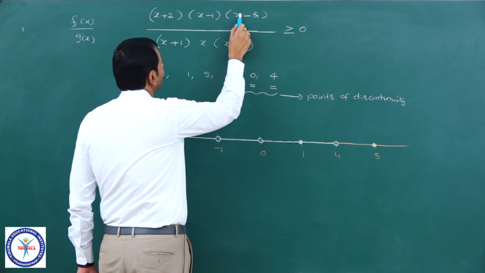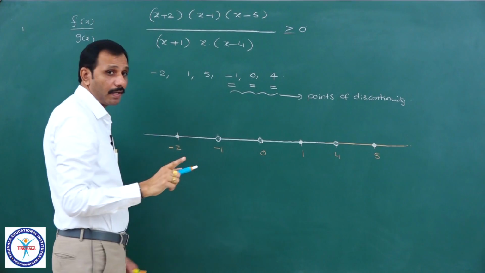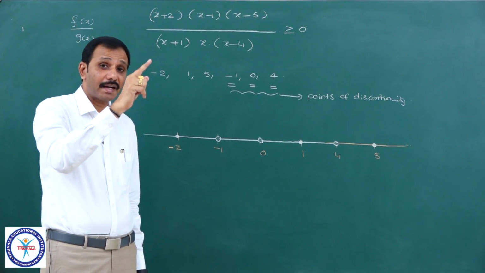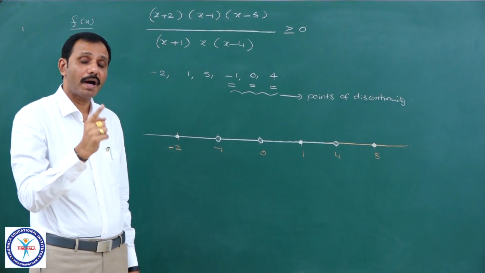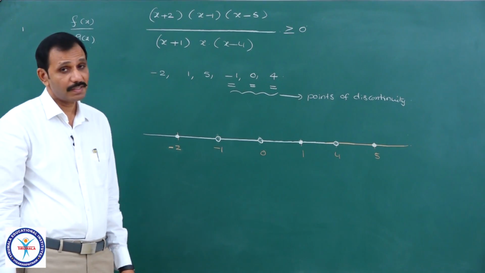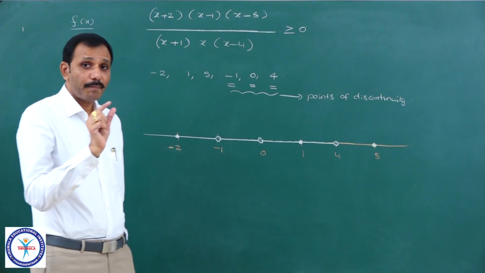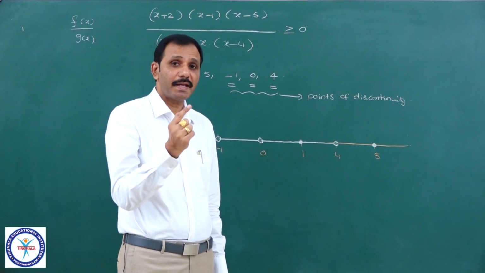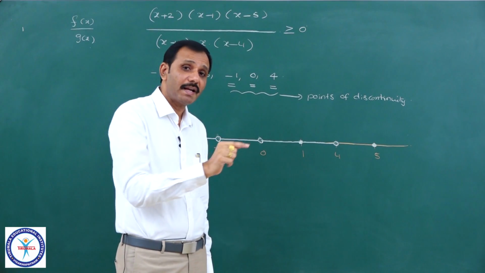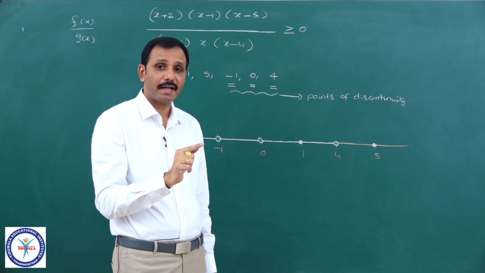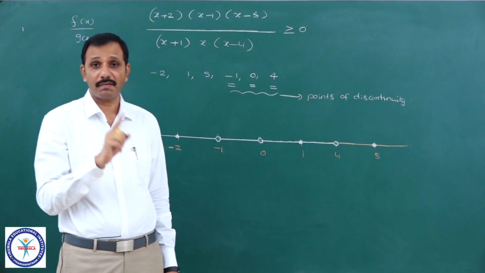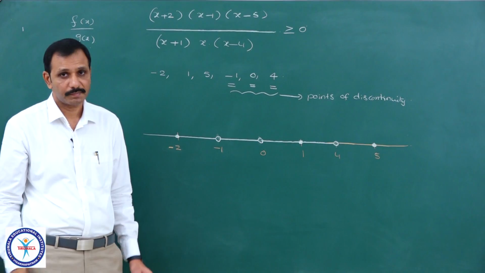Powers of all these factors are one only, that is odd. While drawing the wavy curve, it crosses from positive to negative or negative to positive at those zeros of this rational function. If the power of any factor is even, then at that particular zero the curve will touch and remain on the same side of the x-axis, which we have discussed clearly in the previous lecture. One must remember that point.